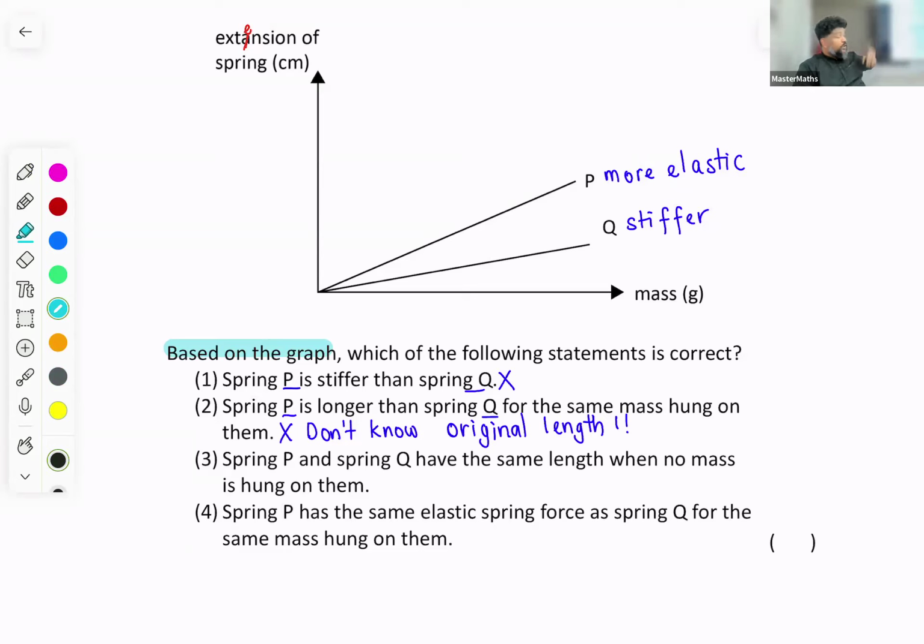Can I say P is longer? It could be that Q is a 100 cm spring, no? And then it just extends like that. And P is a 5 cm spring, and then it extends like this. Will it make sense? Is it fair? I don't know the original length.